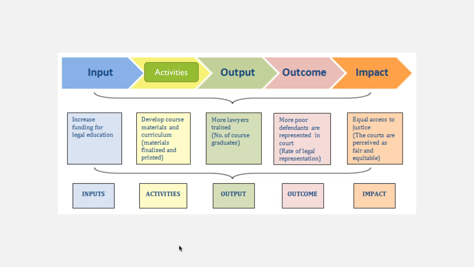Our output, once we have that curriculum and material, is to train more lawyers, so it would be the number of course graduates that we expect. The outcome, what we expect right away, is that more poor defendants are represented in court, so the rate of legal representation goes up. And the overall impact, equal access to justice, is that the courts are perceived as fair and equitable.